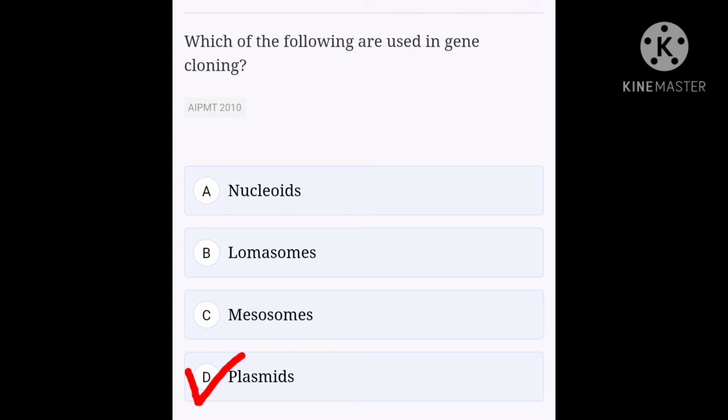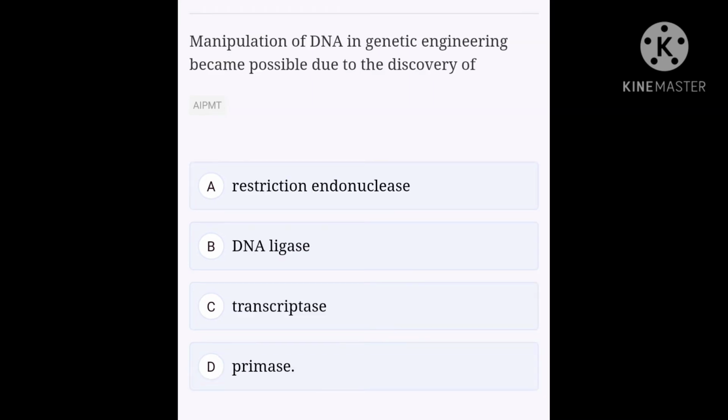Okay, let's see our next question. Manipulation of DNA in genetic engineering became possible due to the discovery of: option A, restriction endonuclease, option B, DNA ligase, option C, transcriptase, option D, primase. Restriction endonucleases, or an important class of restriction enzymes, class 2, cut double-stranded DNA molecules only at sites characterized by a specific nucleotide sequence.